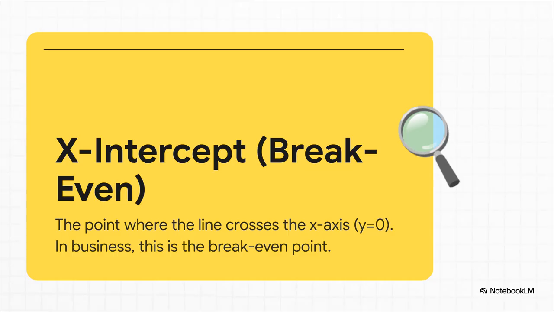And that brings us to the x-intercept. In business, this point is everything. It's where your total costs exactly equal your total revenue. It's where your profit is zero. It's the break-even point. For Marcia, this is the exact number of cards she has to sell just to cover all her costs. So important.